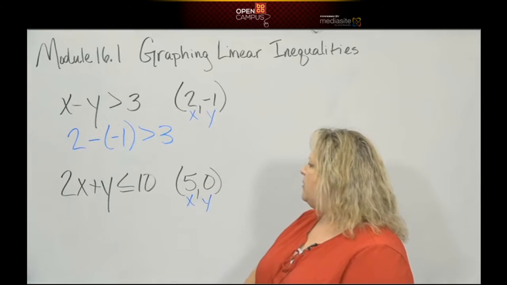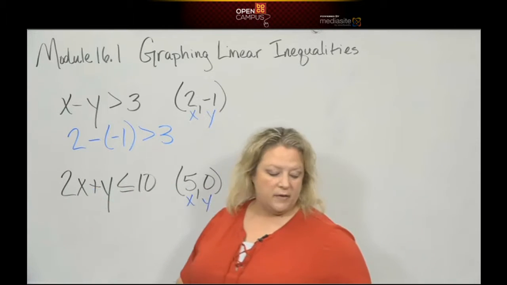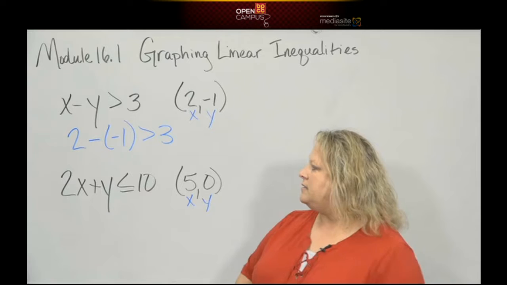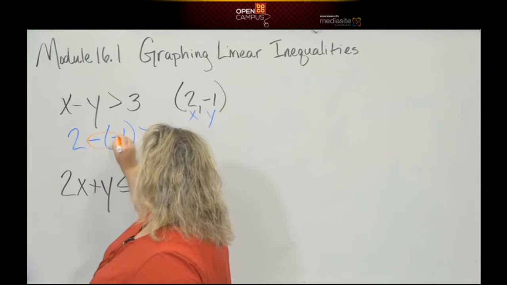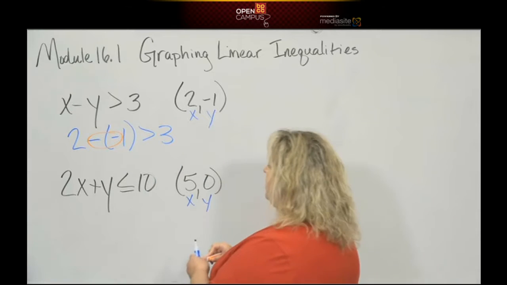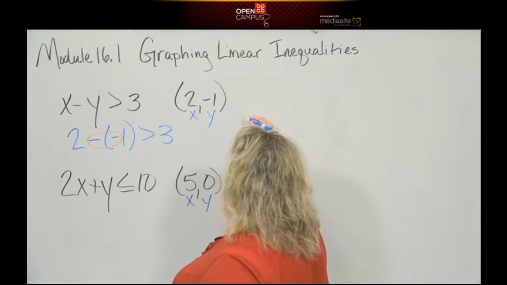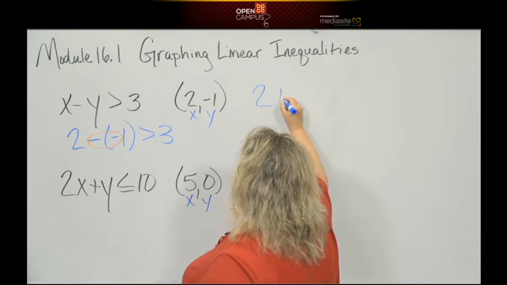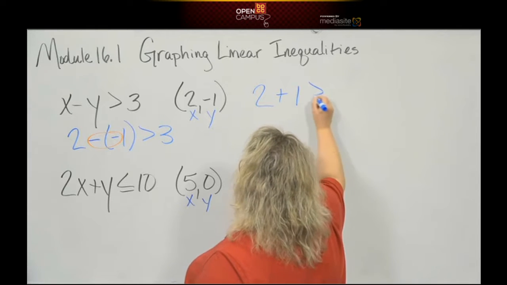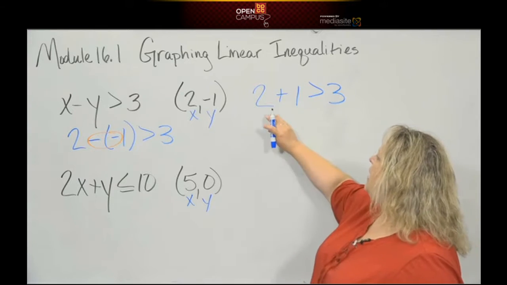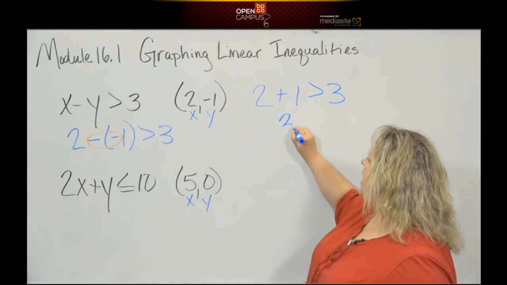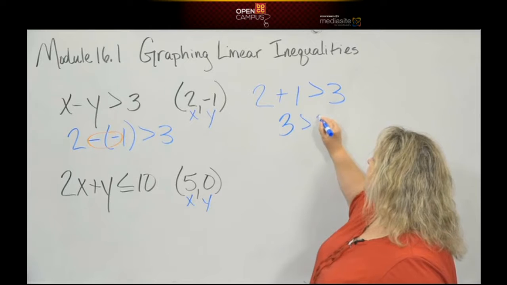So when I do that, what do I notice here? I notice that I have double negatives. We don't like double negatives, do we? So let's get rid of that. When I get rid of that, I now have 2 plus 1 is greater than 3. So when I work this out, I have 2 plus 1, which is actually 3. 3 is greater than 3.